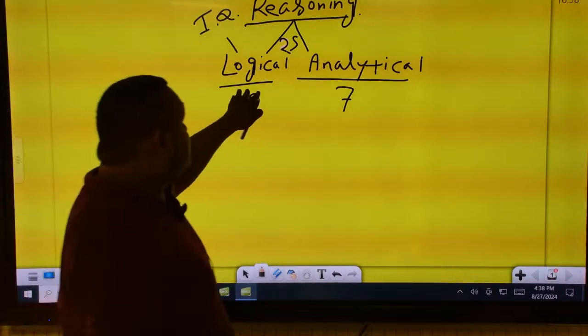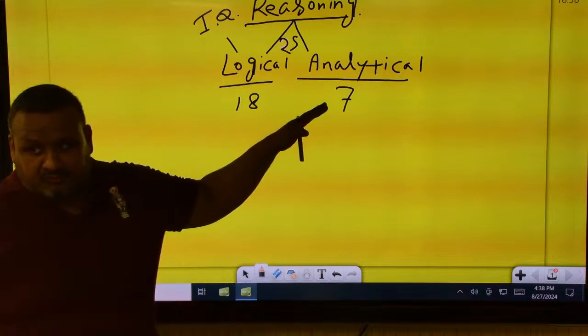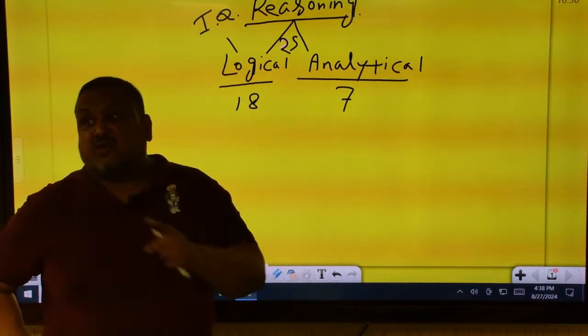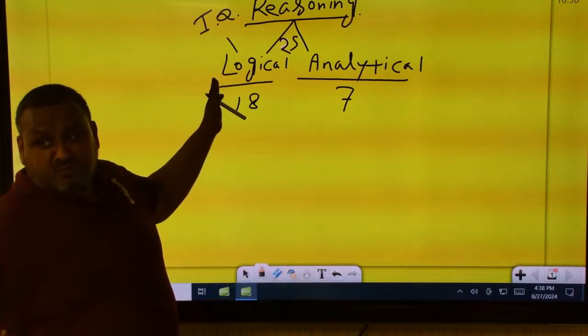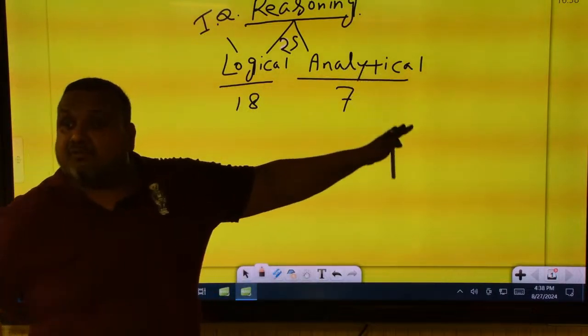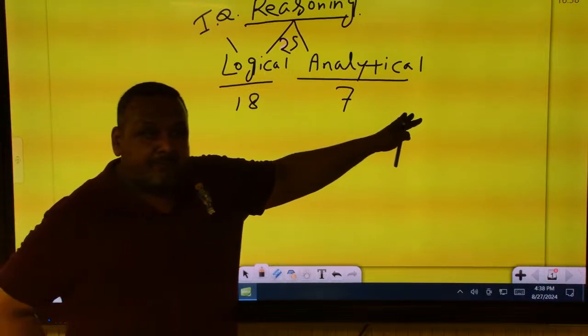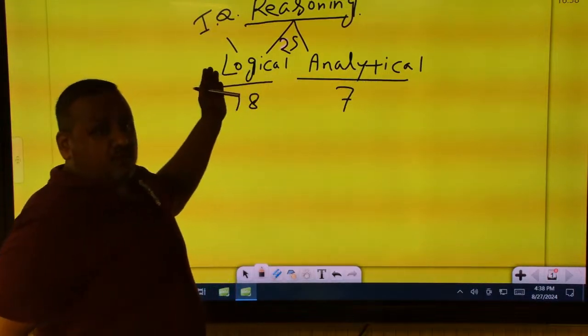Means, logical means we don't have rules to make the question. Analytical means we have rules to make the question. Sorry. This is rule based, without rule.